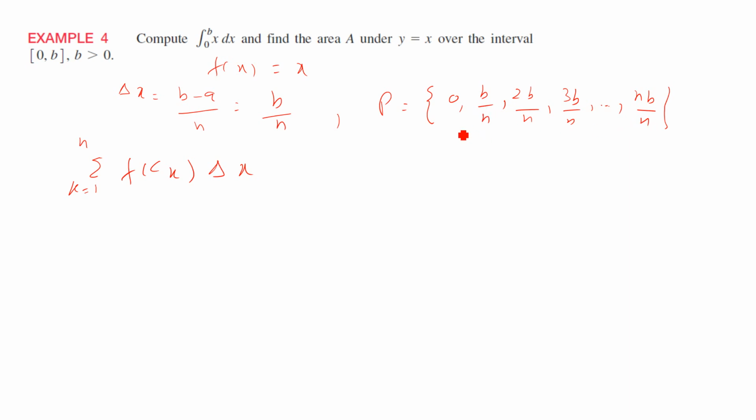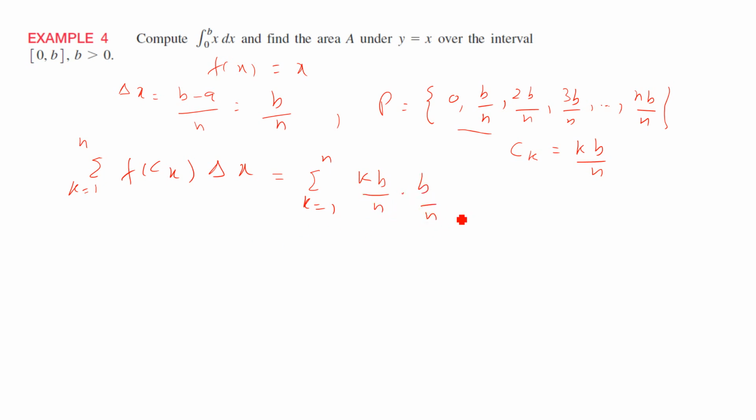If we are going to take the right sum, then ck is going to be kb over n. We can find it for the left sum as well; you can try it yourself. Now, plugging the values into this sum, k varies from 1 to n. Now f(ck): f(x) is x, so f(ck) is ck actually, which is kb over n, times delta x, which is b over n.